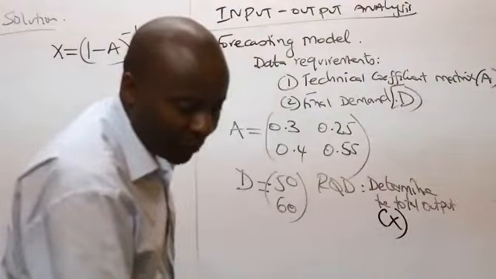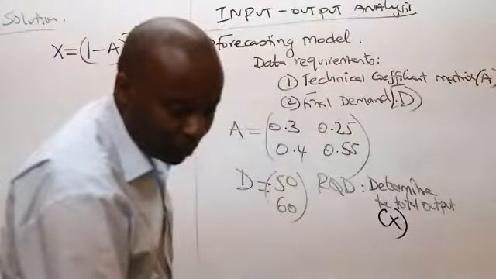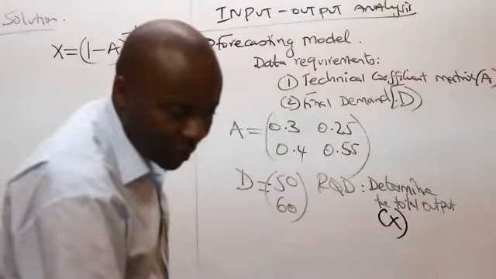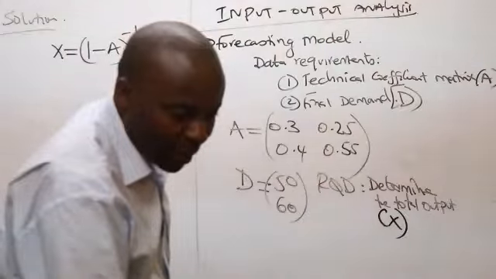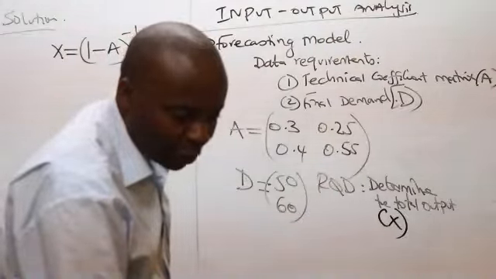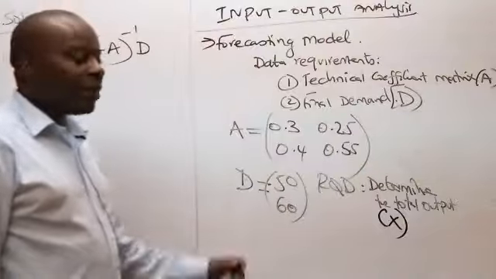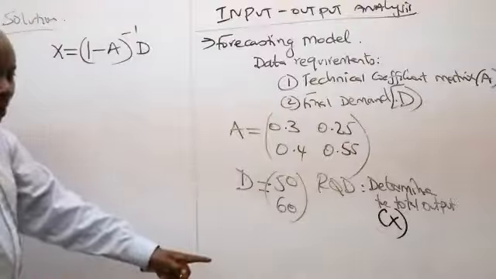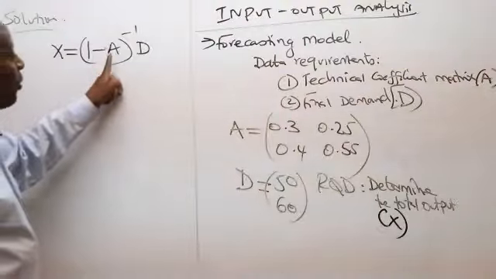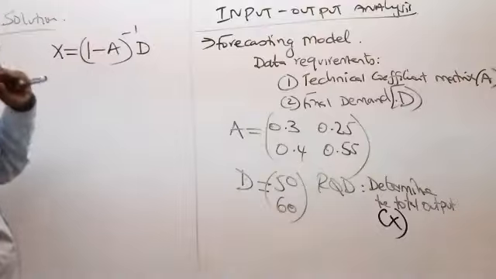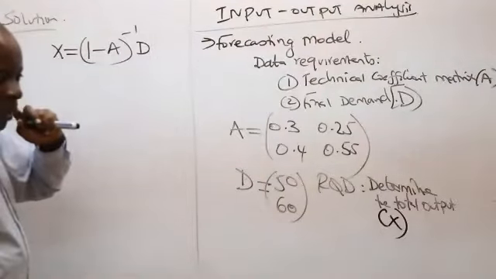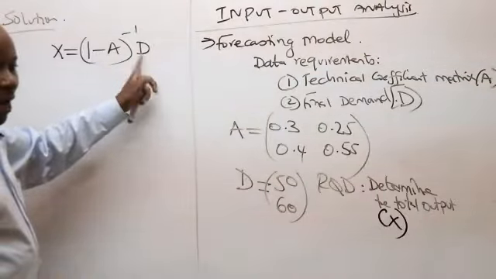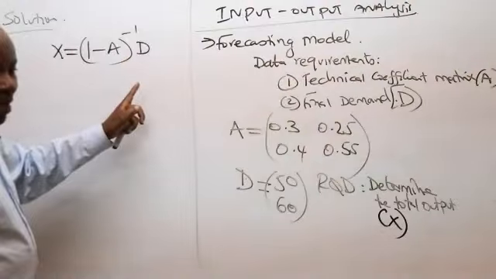So this is a formula that, as we work hard to understand this input-output model, you need to know from the word go: X stands for the total output. It goes without saying that A stands for technical coefficients. And then we have D, which stands for final demand.